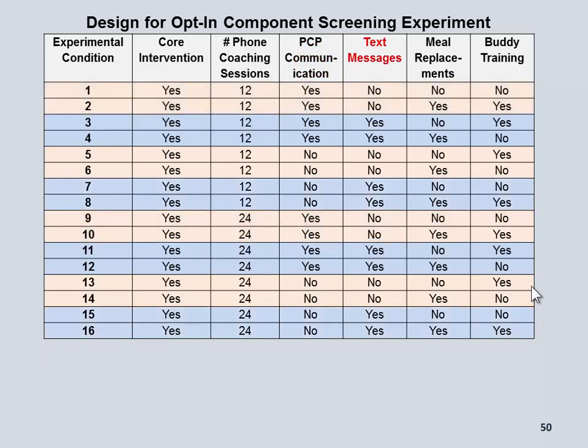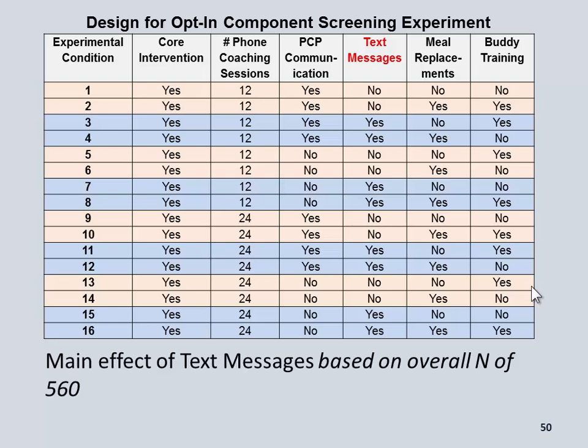Same thing for text messages. The mean of the people who did not get text messages compared to the mean of the people who did get text messages. Each of those comparisons is based on the whole N of 560. This is something that I think is very cool about factorial experiments, it's kind of like recycling subjects. You don't use them to estimate one effect and then throw them away. You use them to estimate a number of different effects. And so this is why factorial experiments are so economical in terms of use of subjects. You get a lot of mileage out of each subject.